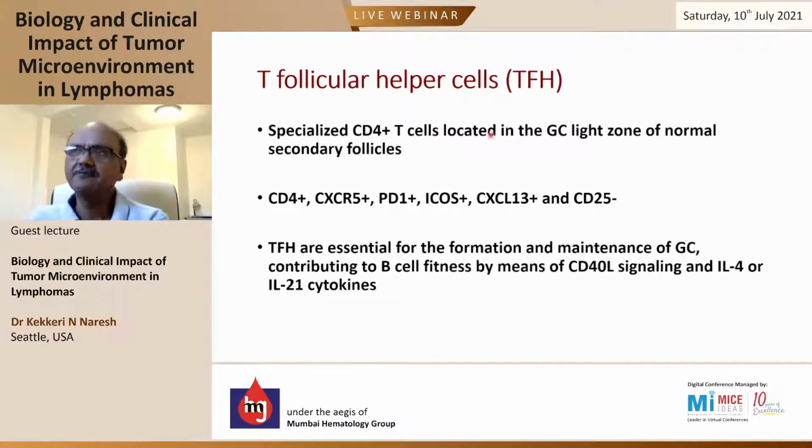So follicular helper T cells are a key player in the whole response, and these are CD4 positive T cells that are usually present in the light zone of a normal germinal center, a secondary follicle. And the phenotype of this is they express CD4, CXCR5, PD1, ICOS, and CXCL13. Most importantly, they're negative for CD25, and they're often negative for FOXP3. These TFH cells are essential for the formation and maintenance of the germinal center. They contribute to B cell fitness, and these cells also express CD40 ligand, and CD40 is expressed on B cells. So this gives rise to a stimulatory signal, and they produce cytokines IL-4 and IL-21, which are important growth signals to the lymphoma cells.